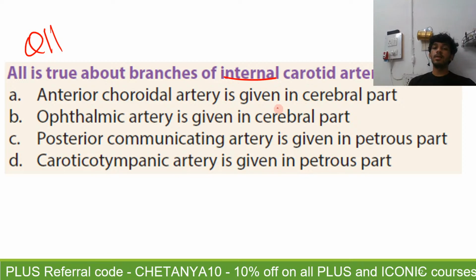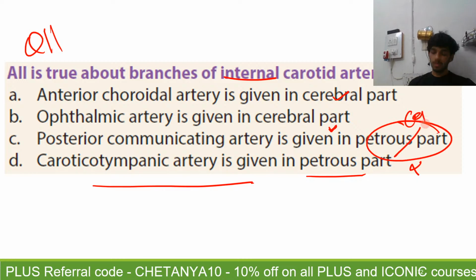You should know that in the cerebral part you have the anterior choroidal artery. Ophthalmic artery is given as a branch, right? Posterior communicating artery is not given in the petrous part. The carotid artery is given in the. This artery is also given in the cerebral part, so this is wrong.